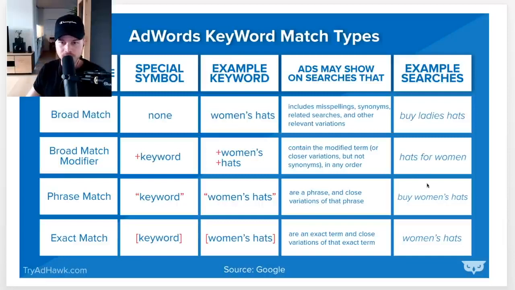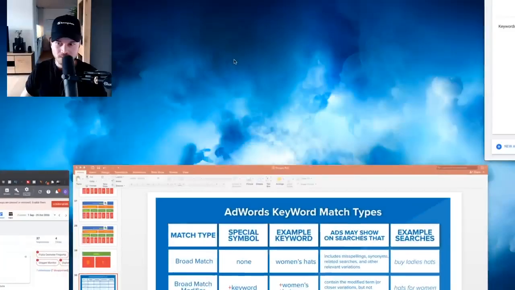If it would just be, let's say, pants for women, then it wouldn't show up because hats isn't in the phrase. And then we have a broad match, which Google also includes misspellings, synonyms, related searches, and other relevant variations. So we get a lot more traffic, but maybe not the traffic you want. So I recommend to only use these three in the beginning, only the modified broad match, the phrase match, and the exact match. So that's what we're going to do.